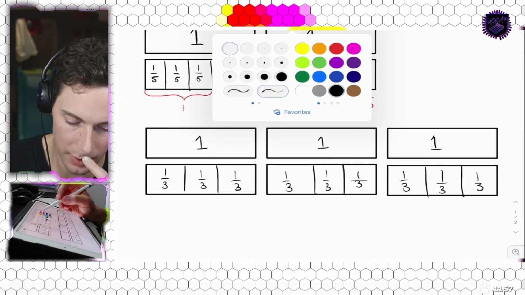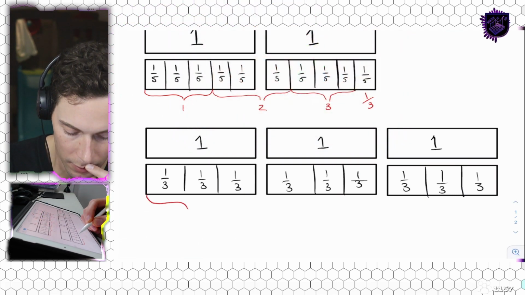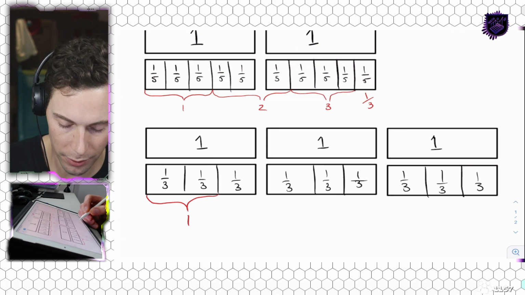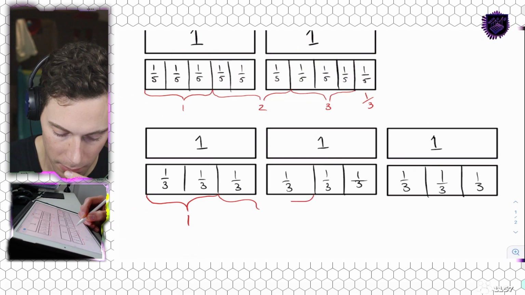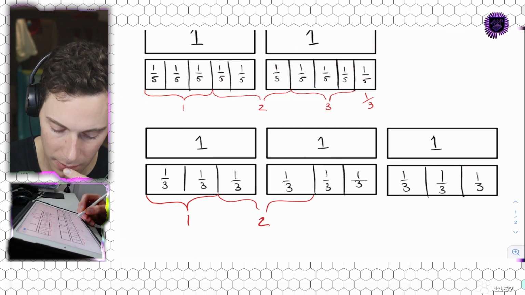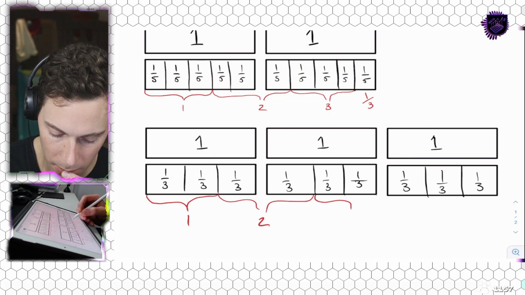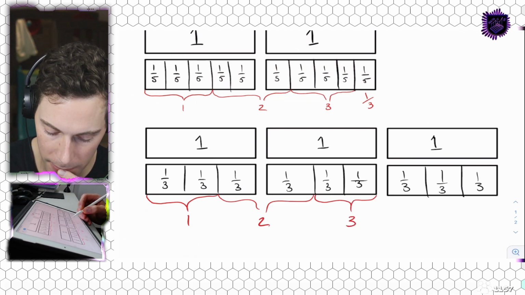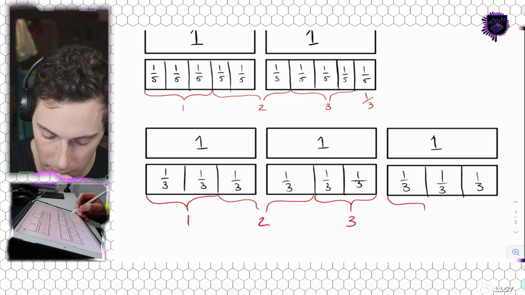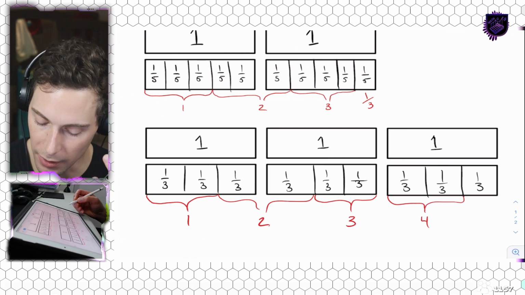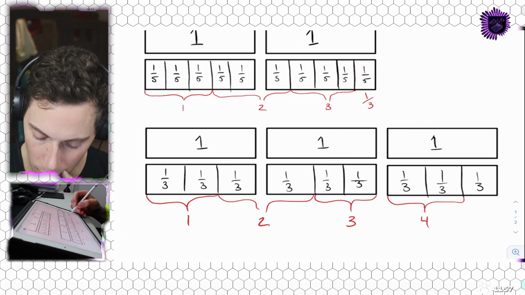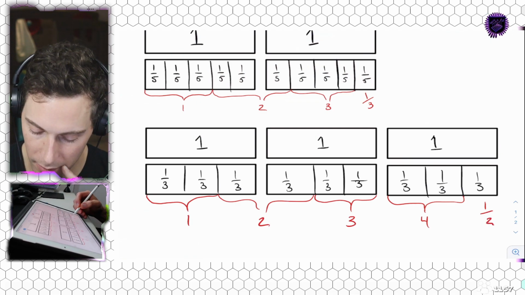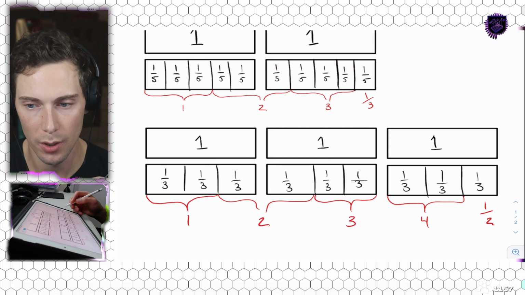Okay, so the first one here, first group, here's my first group of 2/3. Here's my second group of 2/3. Here's my third group of 2/3. Fourth group of 2/3. And I have 1/2 of a group of 2/3.